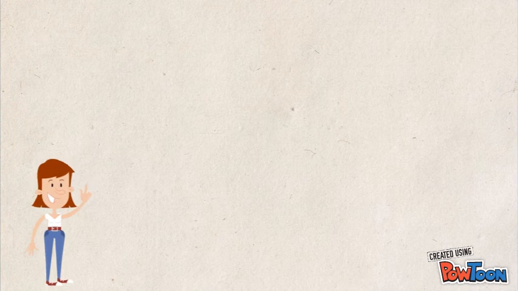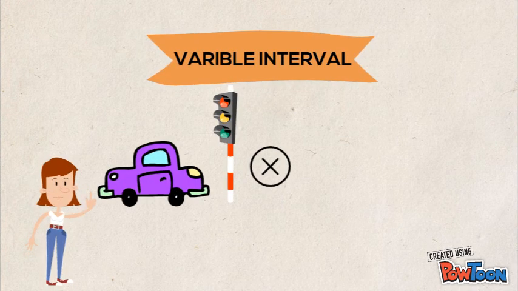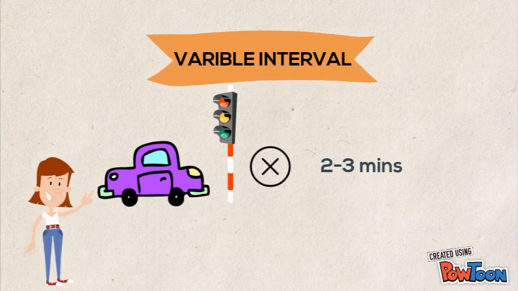In a variable interval, the reinforcer for the response is only given after an average amount of time. For example, a traffic light is green after 2 to 3 minutes.